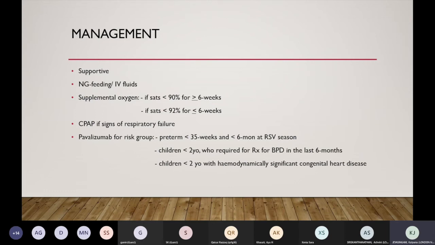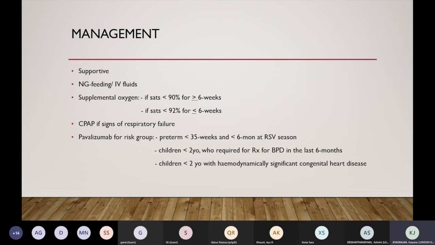And in some cases where children might have increased work of breathing and they're really struggling with signs of respiratory failure, they may even need CPAP that helps them with their breathing and supports them with the breathing until they overcome the viral illness and the body fights it off.